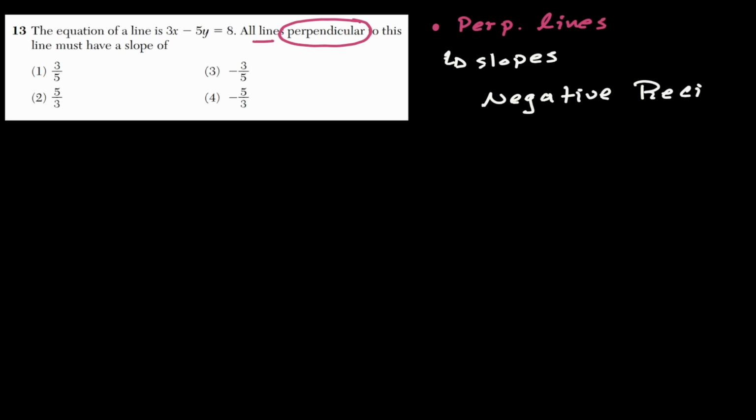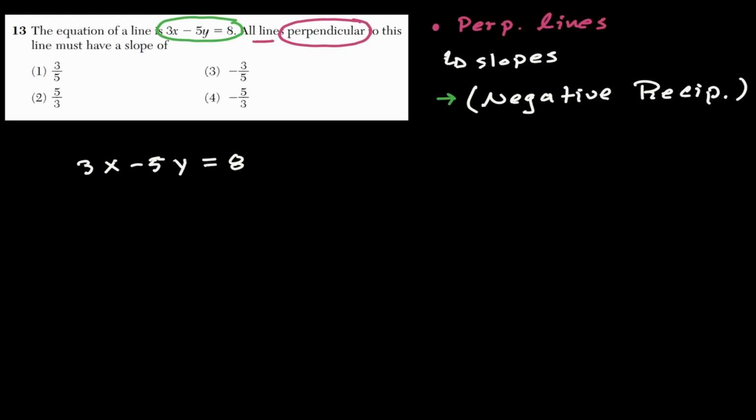But let's recall something. When we are dealing with perpendicular lines, when it comes to slopes, they will always have negative reciprocal slopes. So the strategy is, let's find the slope of this equation and let's find the negative reciprocal of that.